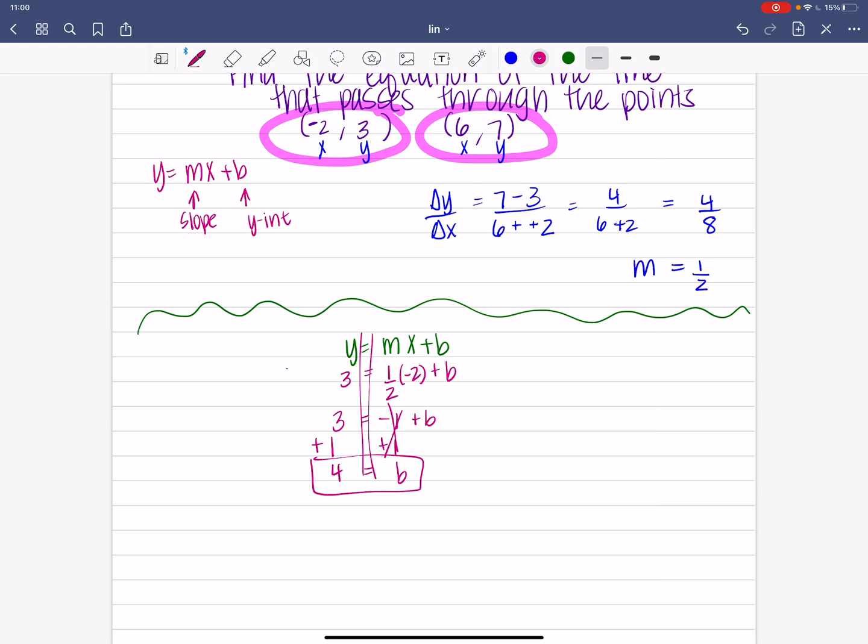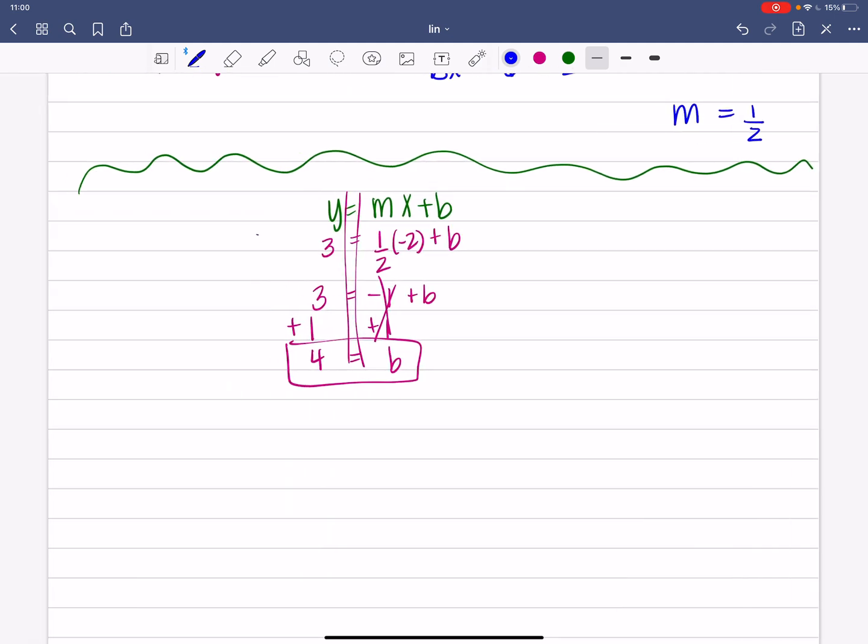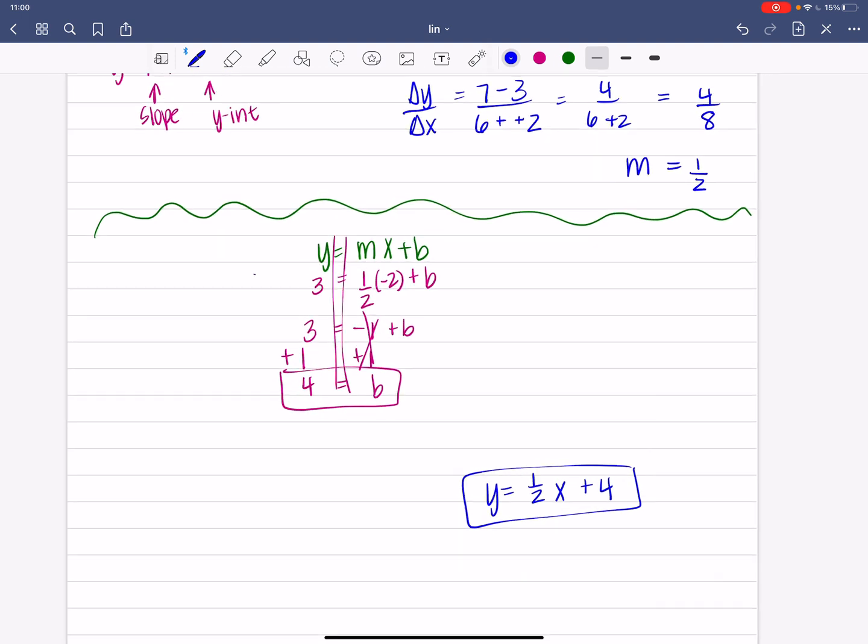Yep. So we are good to go. We can write this in slope-intercept form. We can write the equation of our line. So y equals, instead of m, I'm going to put a 1/2. And then x plus b would be 4. And there you have it, slope-intercept form.